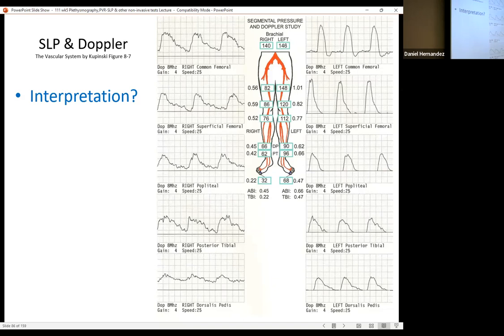I got the ABIs in comparison. Both ABIs are abnormal. Yeah, they're both abnormal.